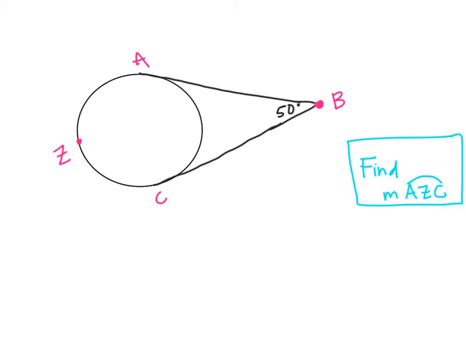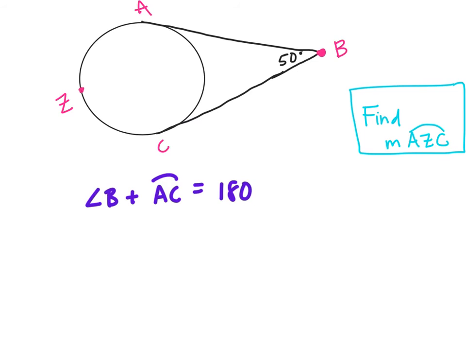So if you have a tangent-tangent angle, so an angle formed by two tangents right here, the angle plus its minor arc is going to equal 180 degrees. So we're going to use that to help us solve for what we need here. So we have that theorem that says angle B plus its minor arc AC is going to equal 180 degrees. Now we know what angle B is. Angle B is 50 degrees.